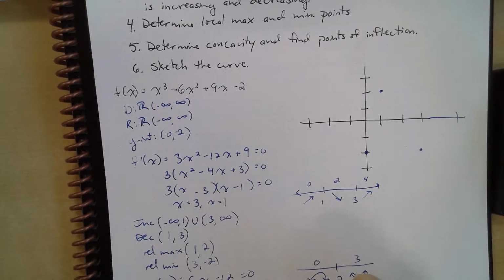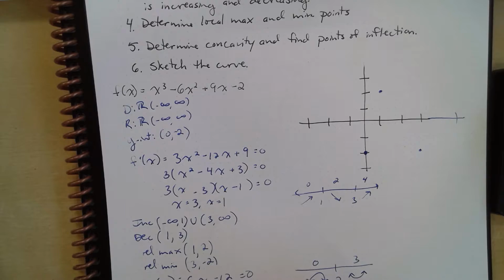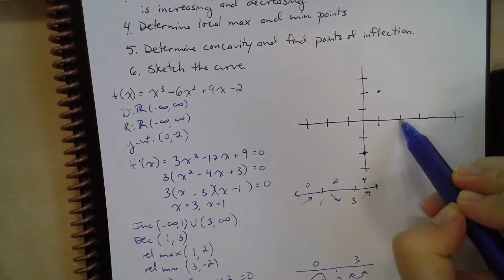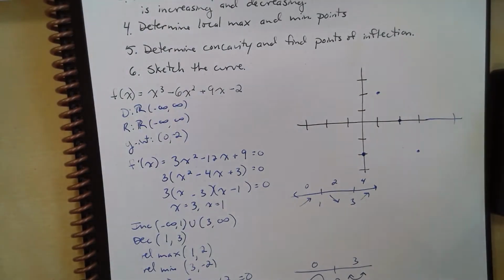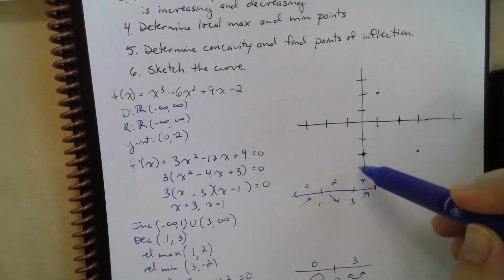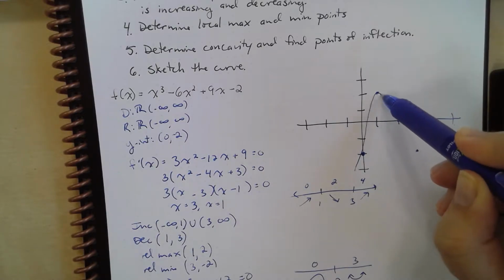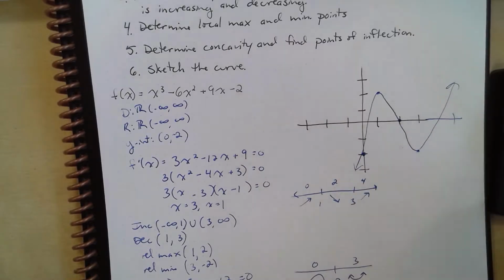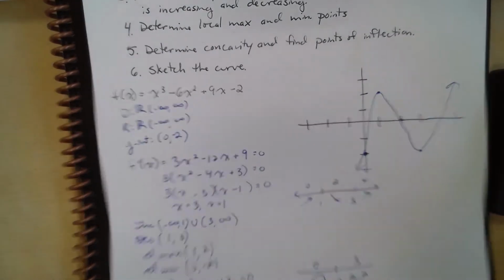Where is our point of inflection going to be? I need to put in 2, so I'm going to have 8 minus 24 plus 18 minus 2, and that's equal to 0. So I have a point of inflection at 2, 0. I'm going to put that right there, and now I can finish graphing. I know that I'm going to be concave down, and then I'm concave up. And there, I've got it. That's it. We did curve sketching.